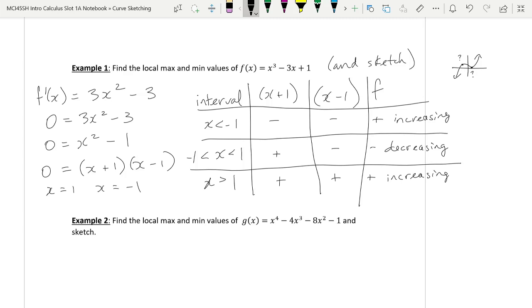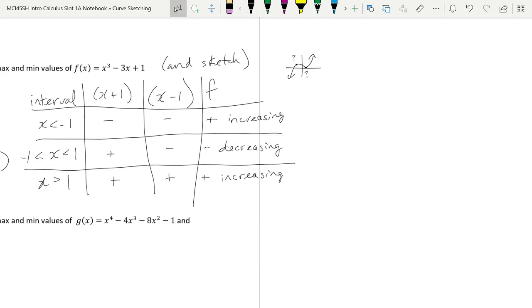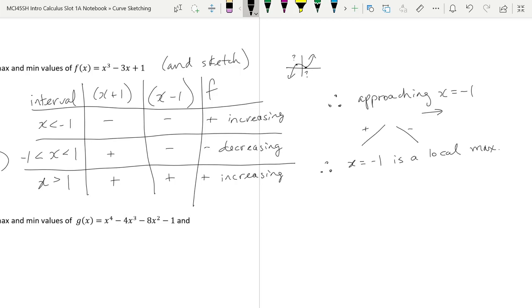So I'm ready to make a conclusion here, and I didn't leave myself very much room. So if you could squeeze it in there, great. Otherwise, I'm just going to write it over here. I can say that therefore, at the point when x is negative 1, approaching negative 1 from the left, what do you notice? You are increasing, then you are decreasing. Therefore, x equals negative 1 is a local maximum, right? It has to be.